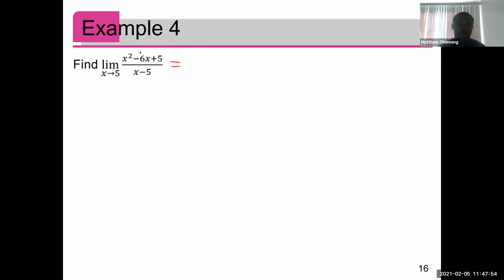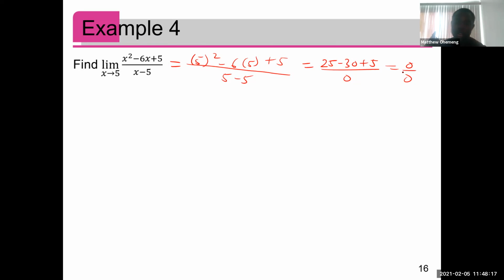For this limit, I try plugging in. What do I get? 5 squared minus 6 times 5 plus 5 over 5 minus 5. What am I getting? I'm getting 25 minus 30 plus 5 over 0. And that's 0 over 0. Oh, this is a type 0 over 0. So what should I be thinking of? For type 0 over 0, I know I have to simplify the expression somehow.